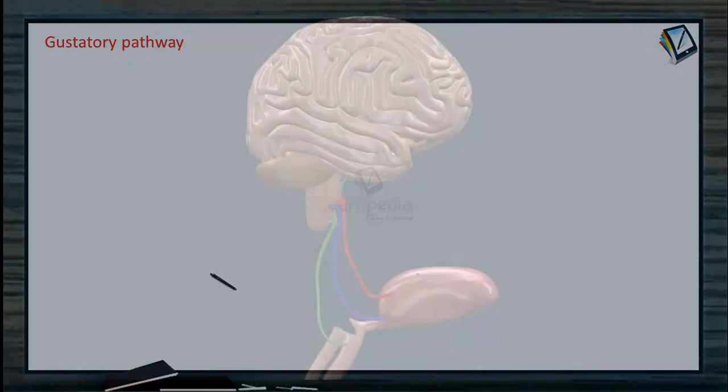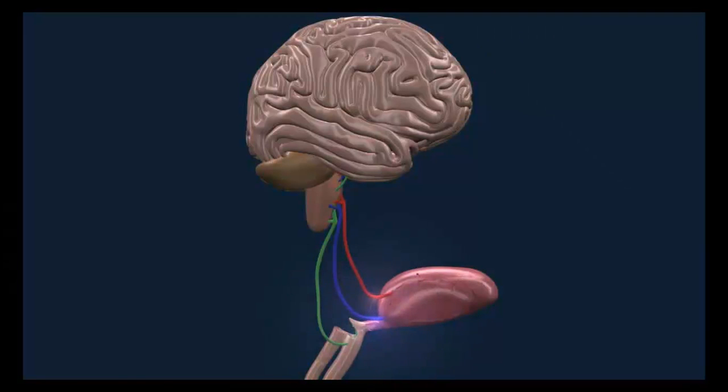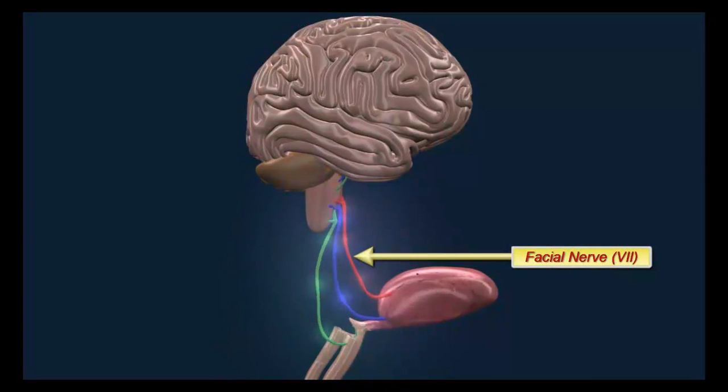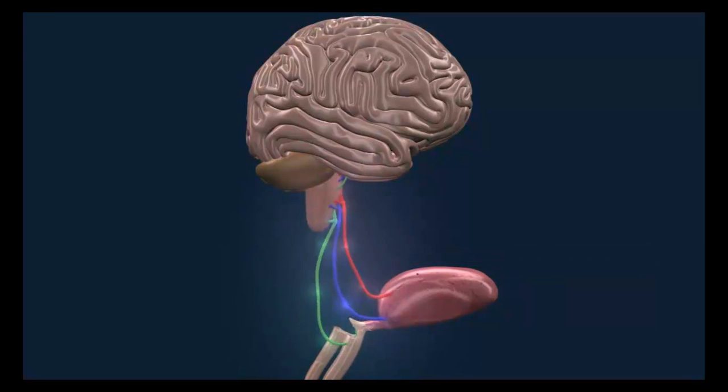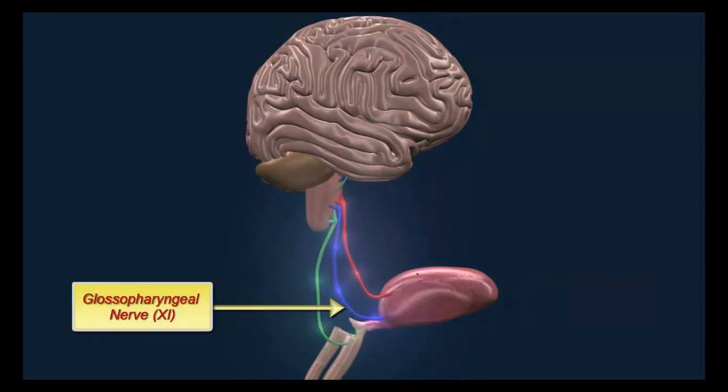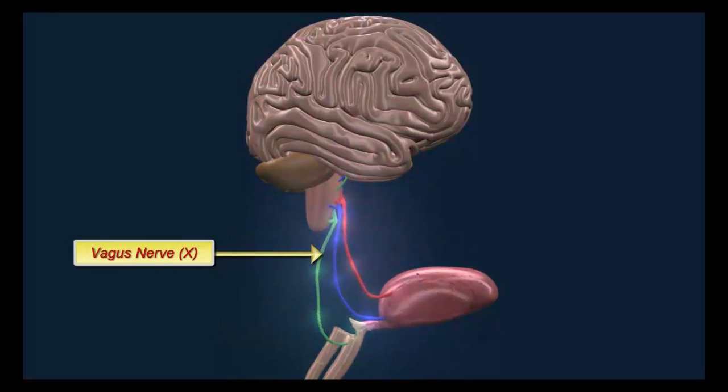Gustatory pathway. Gustatory impulses from the anterior two-thirds of the tongue are collected by the sensory nerve branch of the seventh cranial nerve, that is the facial nerve. It receives the sensory impulse from taste buds of the anterior part of the tongue. Whereas the glossopharyngeal nerve, the ninth cranial nerve, collects the taste impulse from the posterior one-third of the tongue. And the vagus nerve, which is the 10th cranial nerve, collects the impulse from taste buds located on the epiglottis.